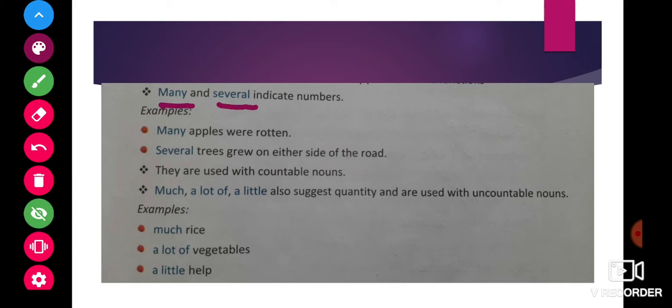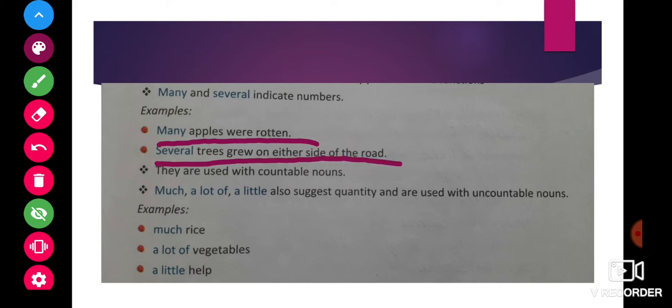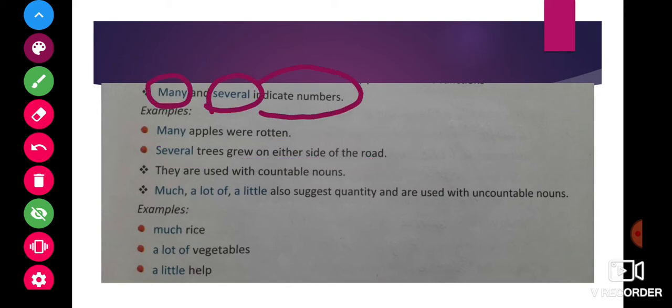Many and several indicate numbers. So many and several are used to indicate numbers. For example, many apples were rotten. Several trees grew on either side of the road. They are used with countable nouns. Many and several indicate numbers and they are used with countable nouns.